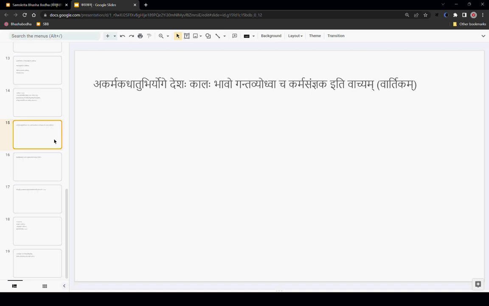The next one is on the Karma Karaka again. We're not yet done with this Karma Karaka. Akarmakadhatusyoge Deshakala Bhavo Gantavyodhvaja Karma Saujnaka iti Vacham iti Vartikam. Vartikam means supplementary rule, supporting some other usages in the Bhasha language. We'll see examples first, then we'll analyze what this means.